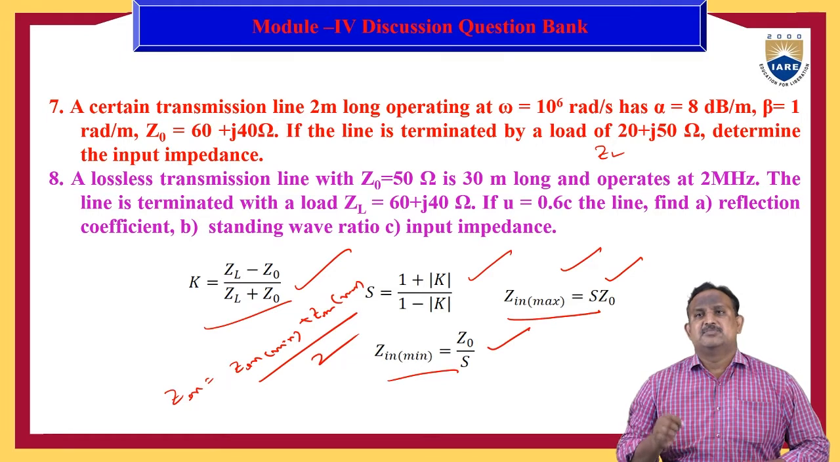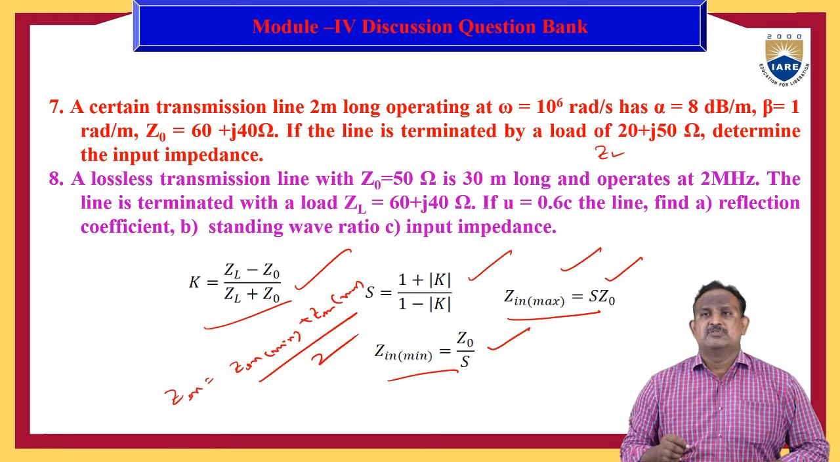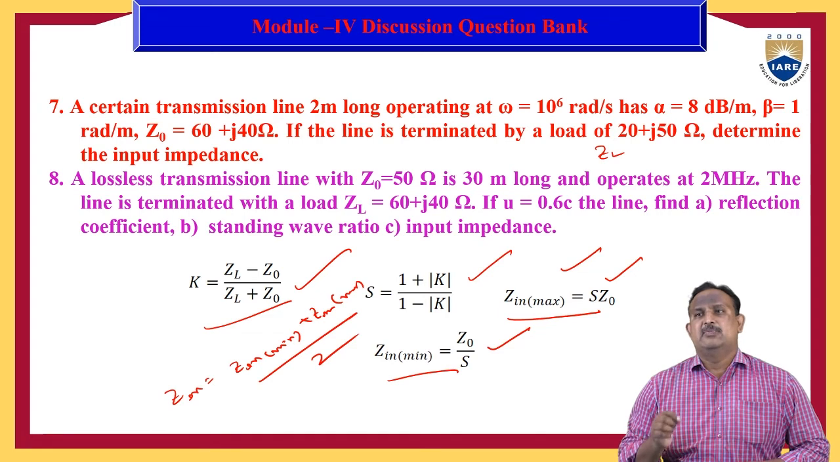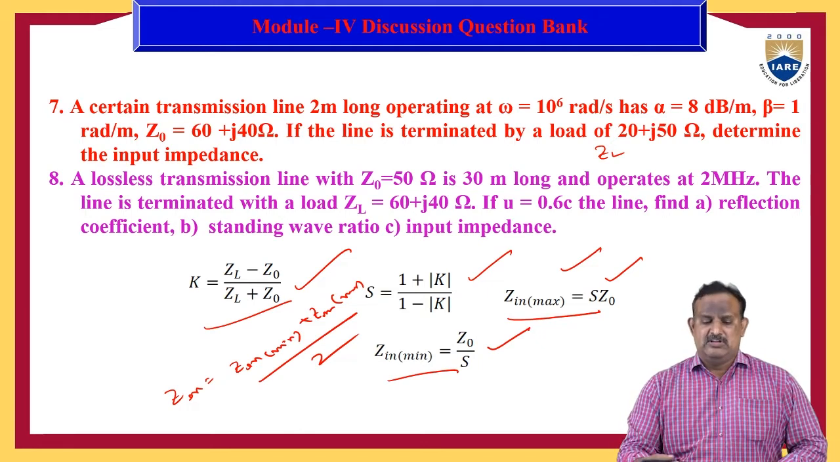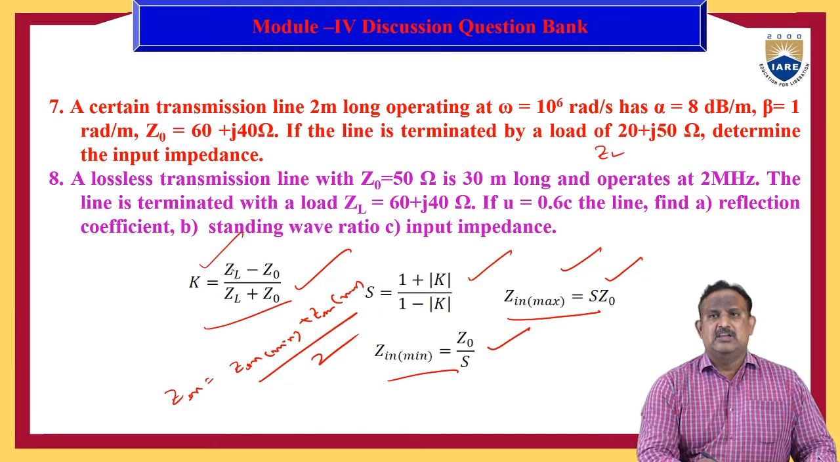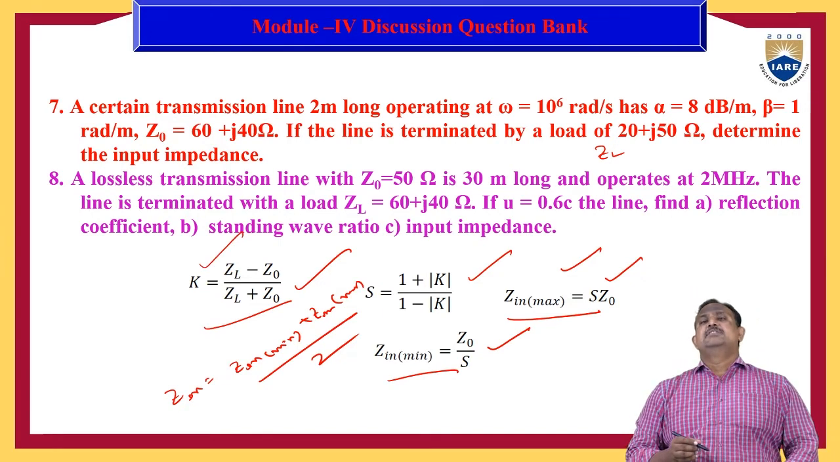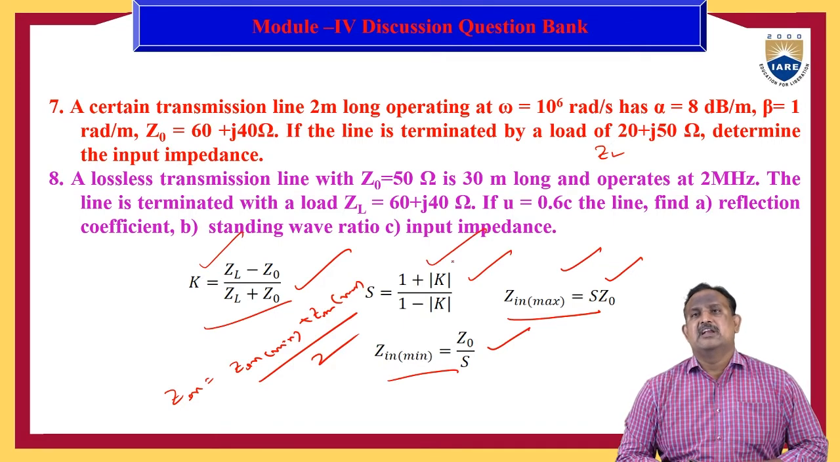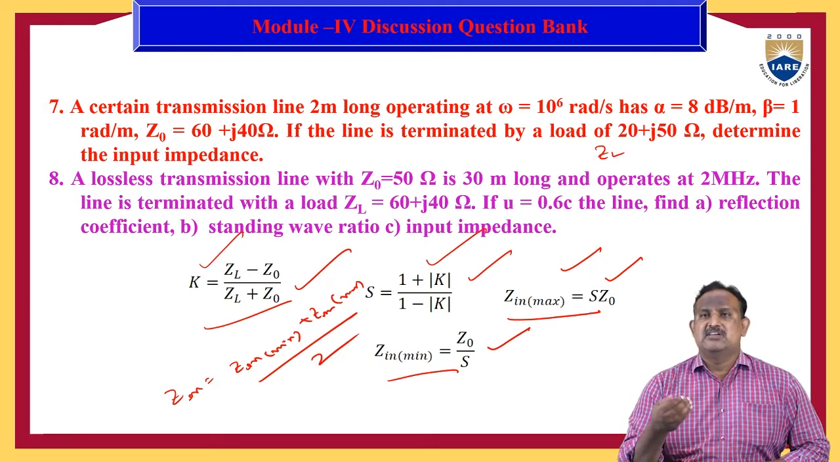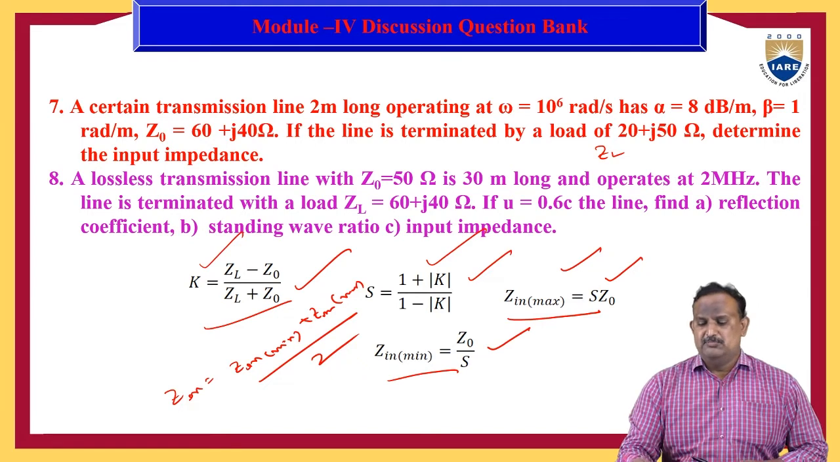So next one, a lossless transmission line with Z0 equal to 50 ohms is 30 meters long and operates at 2 megahertz frequency. The line is terminated with a load of ZL equal to 60 plus J40 ohms. If u is equal to 0.6c, then find the reflection coefficient, standing wave ratio, and input impedance. In a similar fashion, we can find out all the three. So we need to find out the K value, reflection coefficient K is equal to ZL minus Z0 by ZL plus Z0. Find the VSWR or standing wave ratio. Then we can find out the Zin maximum and Zin minimum. The average of Zin maximum and Zin minimum will give the input impedance.